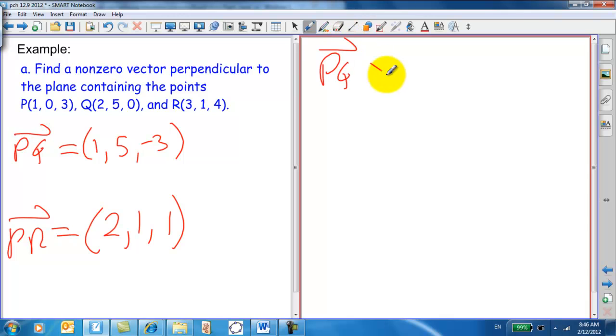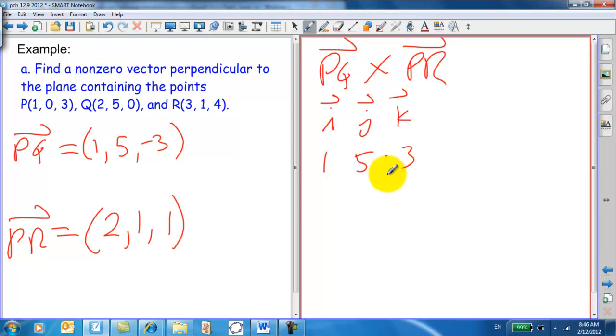PQ crossed with PR will give us a vector perpendicular to the plane of the first 2. So i, j, k, and then put down 1, 5, negative 3, 2, 1, 1. In this particular case, because we're just looking for a vector perpendicular to the plane, it doesn't matter if we end up getting something in the opposite direction. It'll still be perpendicular to the plane we're looking for.